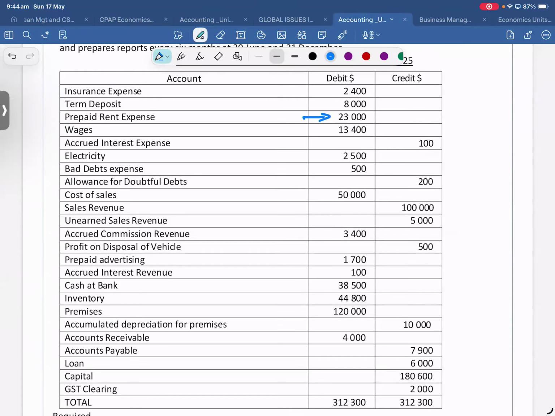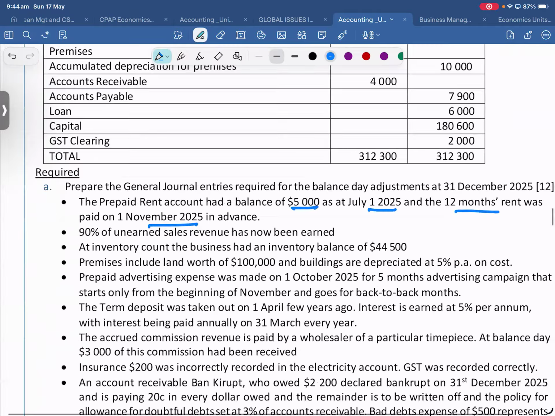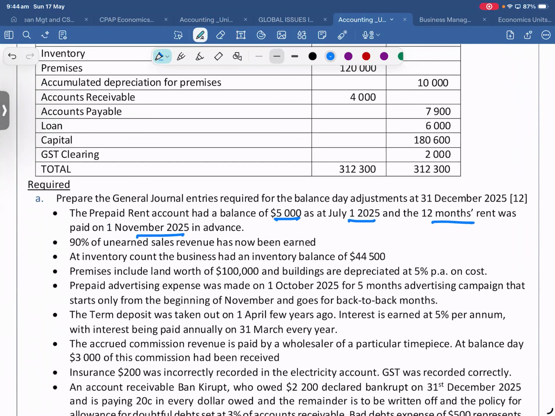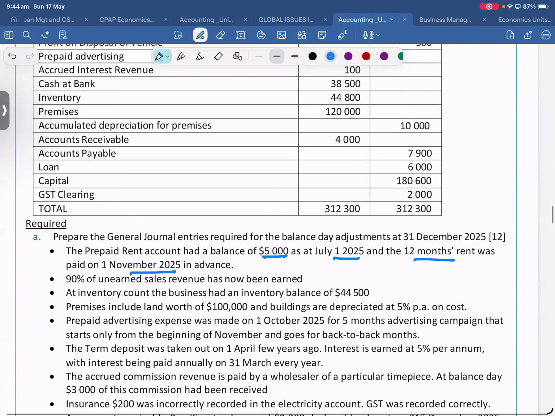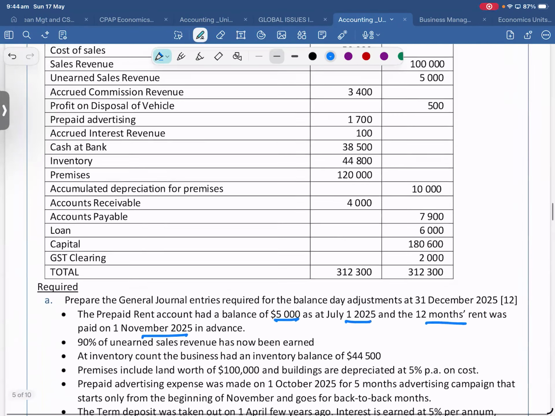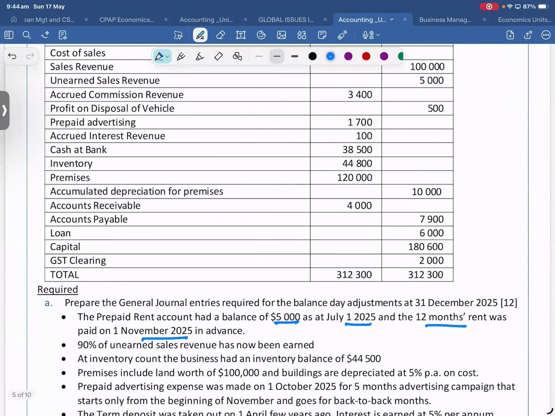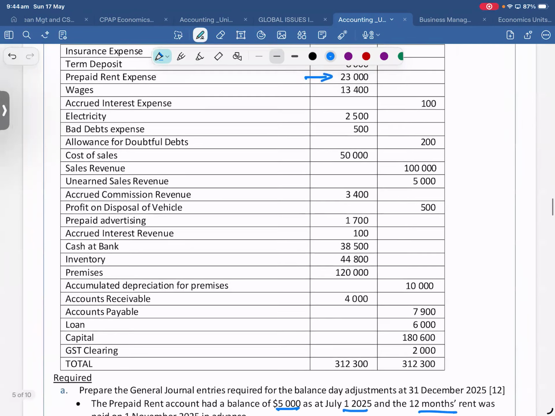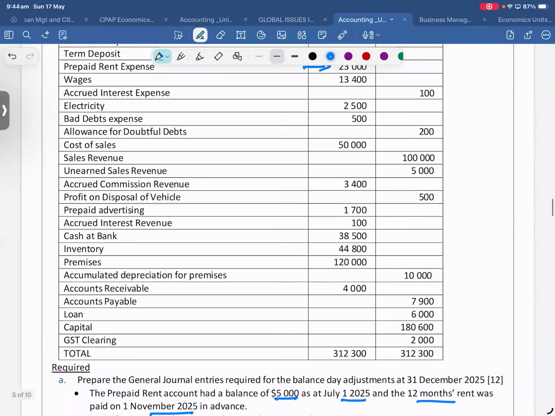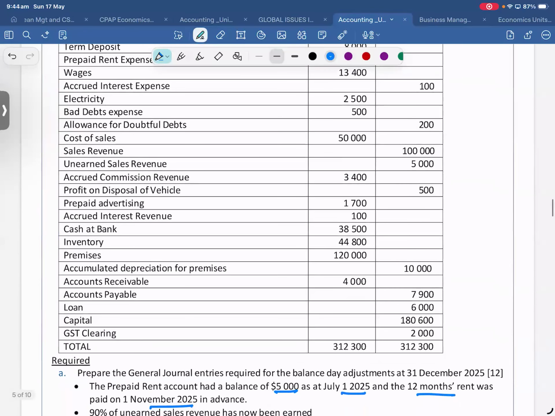Yes, prepaid rent is how much? 23,000, right? So when they start the period, they had how much in the prepaid rent? 5,000, and then they paid 18,000 on 1st of November. That means how much is the rent expense, guys, for this period? 3,000? Sure? No.